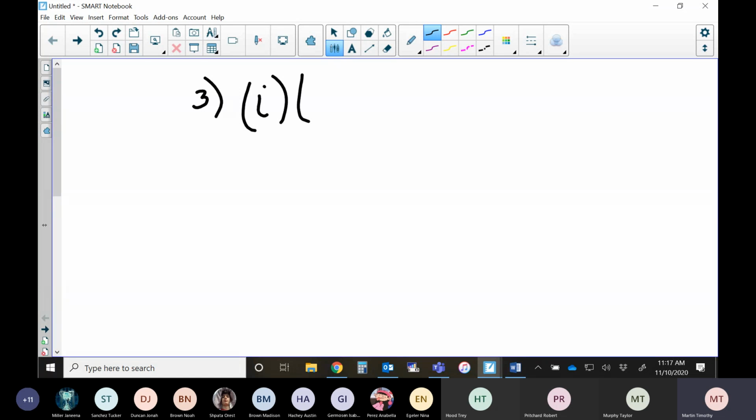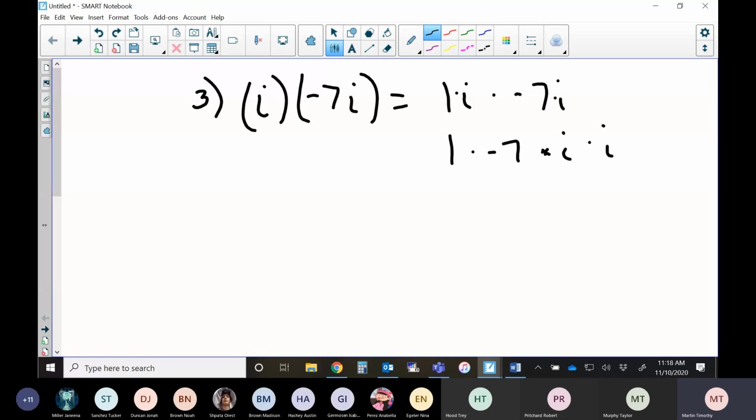When I have bubbles right next to each other, or parentheses, this is saying a negative 7i times... or i, times a negative 7i. And so what I can really think of this as is 1i times a negative 7i. And this is really multiplying, so I can do 1 times the negative 7, and then I can multiply the i's together. It's a lot of dots. Put these as little x's, I guess.